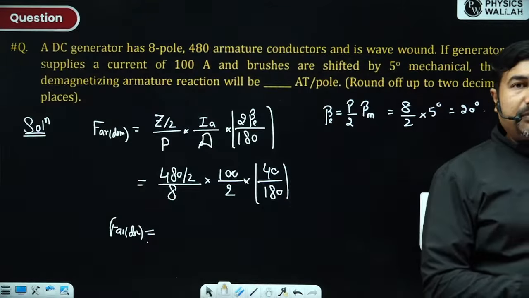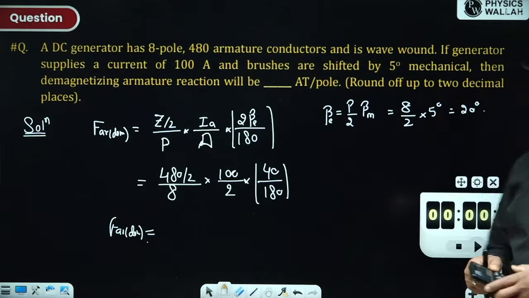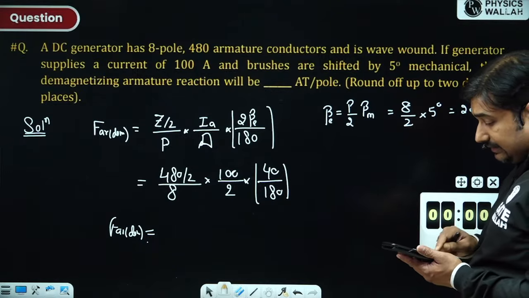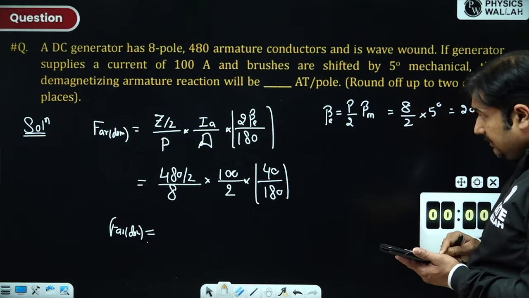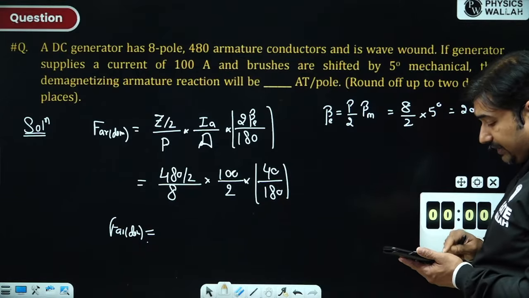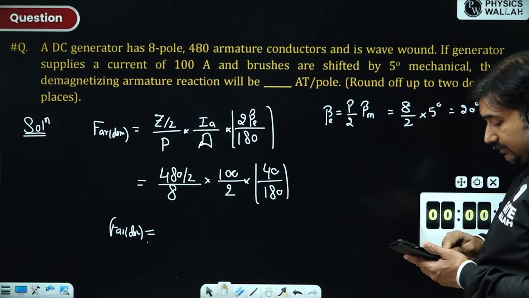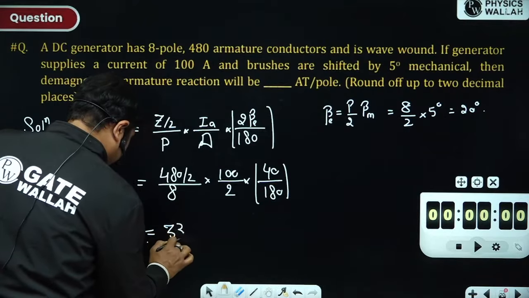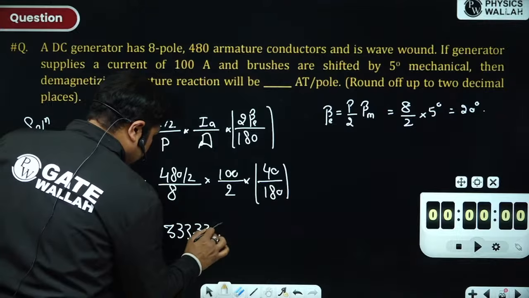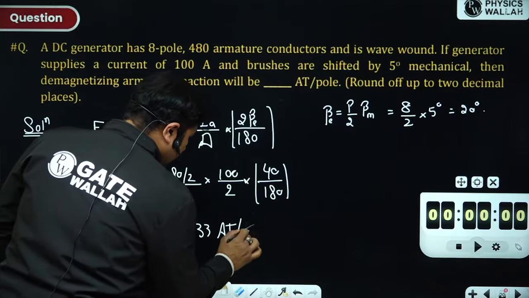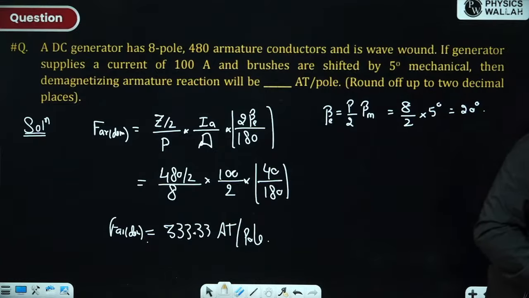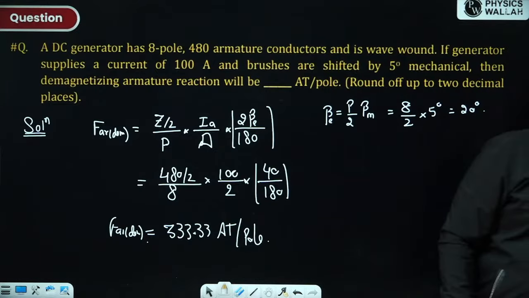How many of you are able to understand this question perfectly? 480 by 16 into 50. This would be equal to 333.33 ampere turn per pole. So that much of demagnetizing effect is introduced. Very good. Anish is going great.